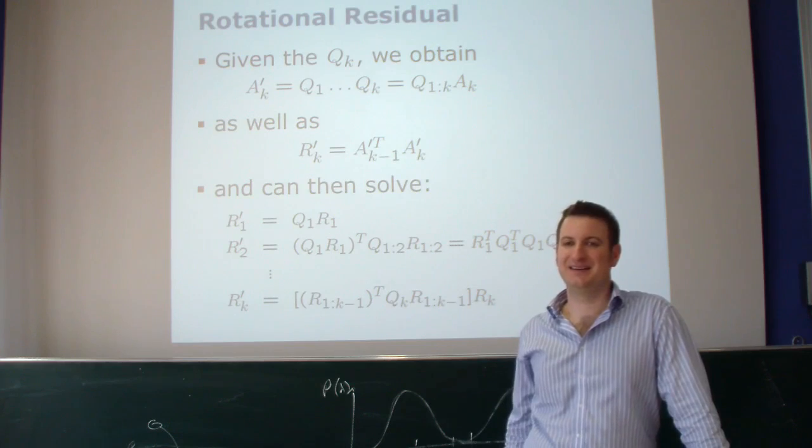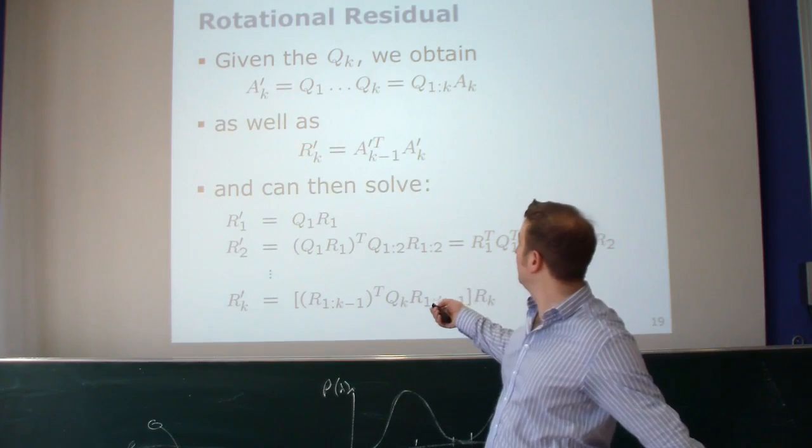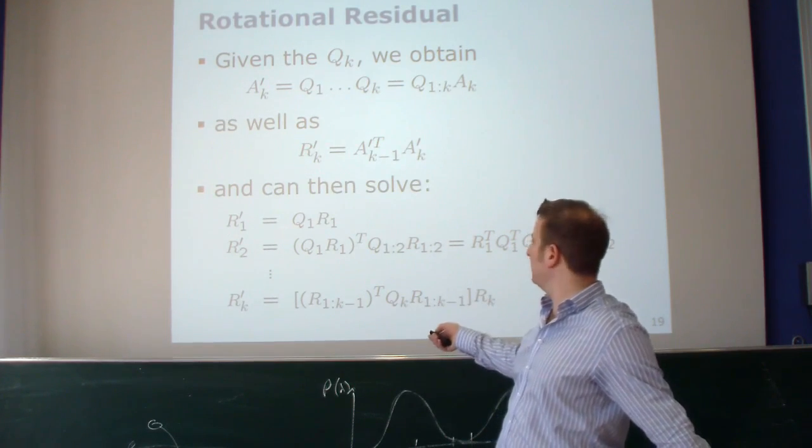I don't understand the very first step. The R1 prime. This here? No, beyond. This one? Below. No, below. This one? Yeah.